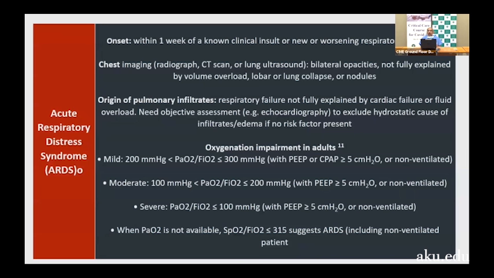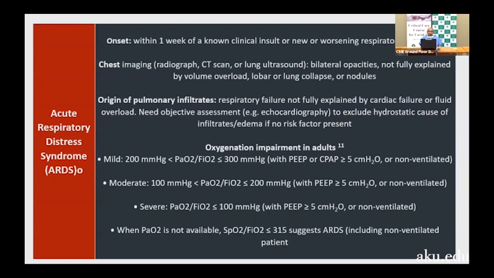And the origin of the pulmonary infiltrate, as we talked about, is not cardiogenic. It should be of primary pulmonary origin. And the last line tells you about the oxygenation index, the problem of gas exchange. The mild picture is when the PO2/FiO2 ratio is less than 300 but above 200, with PEEP of 5, or CPAP of 5, or non-ventilated. The moderate one is when the PO2/FiO2 ratio is less than 200 millimeter of mercury but above 100 with the same setting of PEEP or CPAP. And the severe form is when the PO2/FiO2 ratio is less than 100 millimeter of mercury.